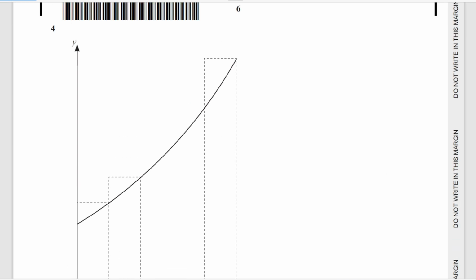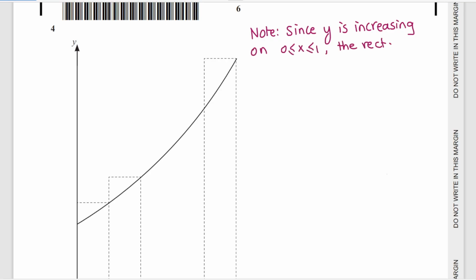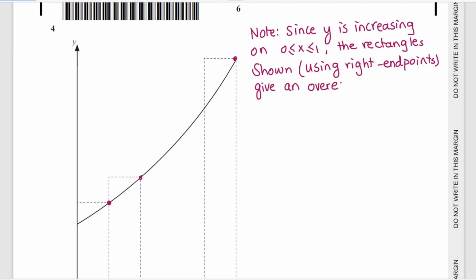Each rectangle has a width of 1 over n. And since the function is increasing on 0, 1, these rectangles lie above the curve. So we are using right endpoints. Therefore, the total area of the rectangles gives an overestimate of the area under the curve. Now let's form the sum of the areas of the rectangles.